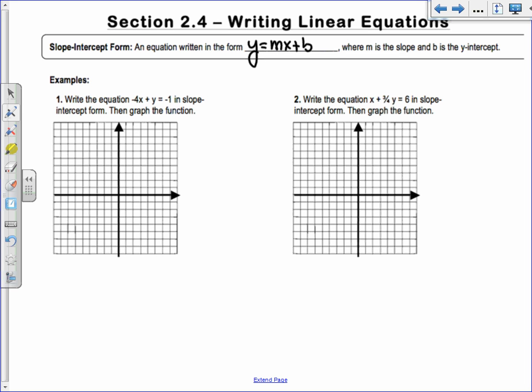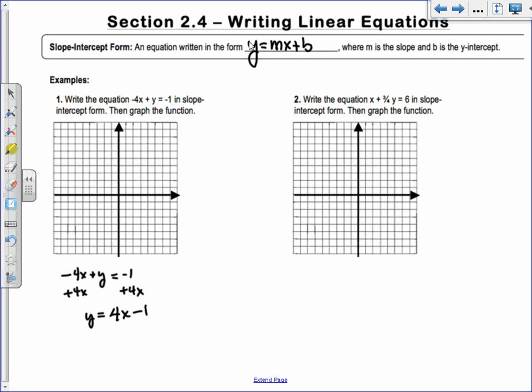Let's write the equation negative 4x plus y equals negative 1 in slope-intercept form. We're going to try to solve for y, which is why we did that in chapter 1. I'm going to add the 4x to both sides, and I want y equals the x part first, so I'm going to have 4x minus 1.